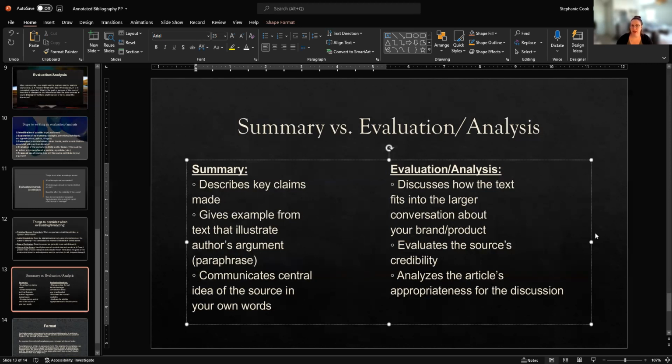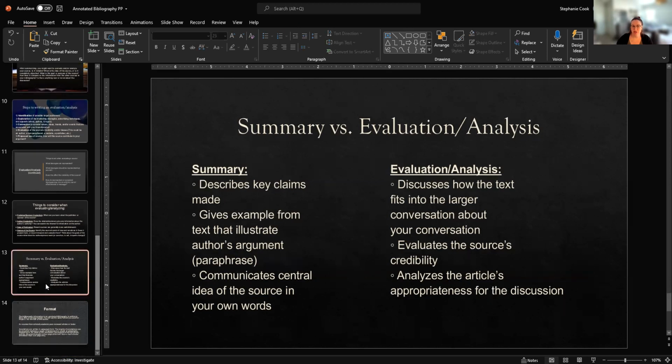The evaluation, again, you might be discussing how the product fits larger into the, I'm going to say, conversation here. How is the text talking to the conversation that's happening in the field? Is there credibility in the source? There should be, because it's in a peer-reviewed journal. So there's some credibility, but what is it and how does it apply? And is it appropriate for the discussion that's happening?